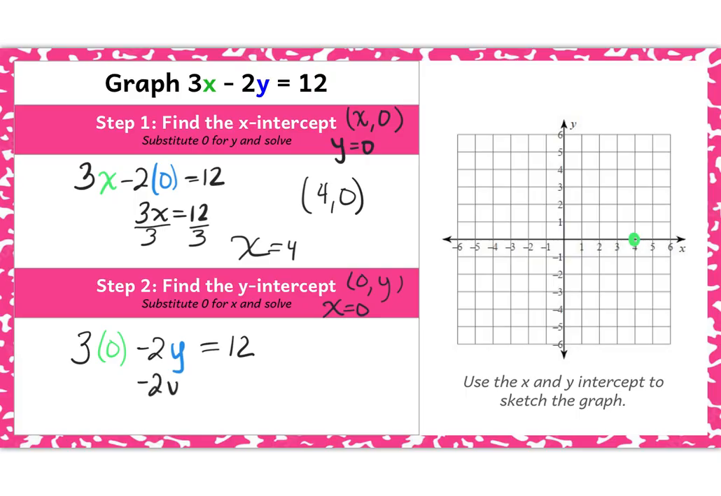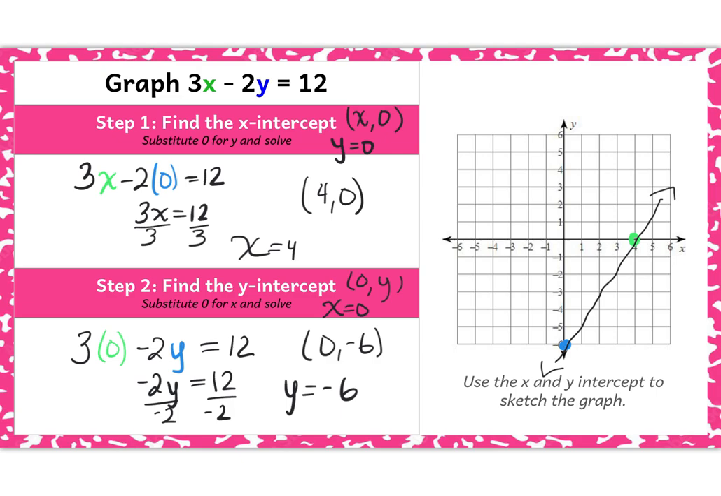Here I am left with negative 2y equals 12. When I solve this equation, I end up with y equal to negative 6. So here my ordered pair is the point (0, -6), which is another point on the y-axis. Once I have these two points, I can go ahead and connect the dots with a nice straight line with my arrows to represent that it goes on forever.